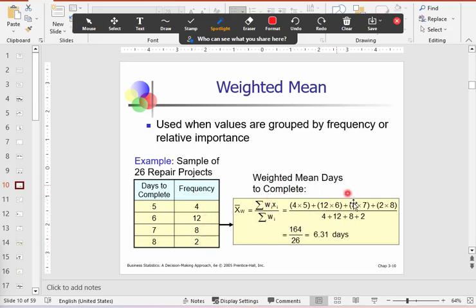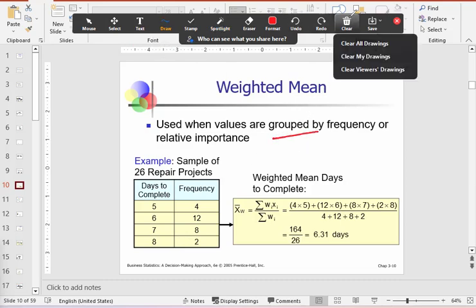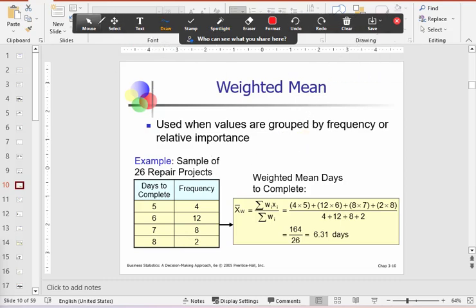So this way you have the weighted average formula. So this way you can calculate weighted mean. You can see that this is grouped data, so in this case we will use weighted mean.